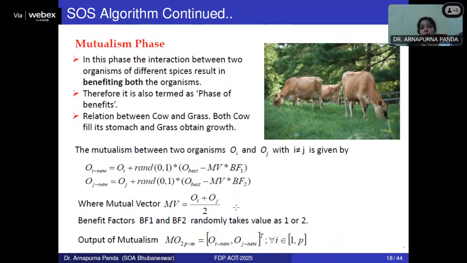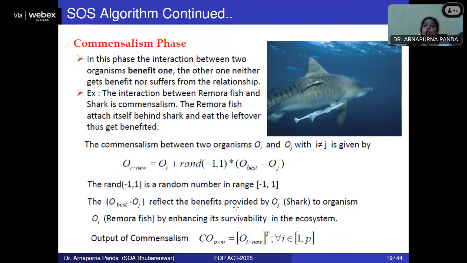The next phase is the commensalism phase. In the commensalism phase, when two organisms interact with each other in the ecosystem, one is benefited and one is unaffected. For example, suppose remora fish and shark, when they interact with each other, the remora fish attaches to the shark and collects food from the shark. Here the remora fish is benefited but the shark is unaffected. So here only one organism is updated: in the commensalism phase, from OI and OJ, only OI is updated. Here we use one random value from -1 to 1, and after the commensalism phase we get this new set of organisms.